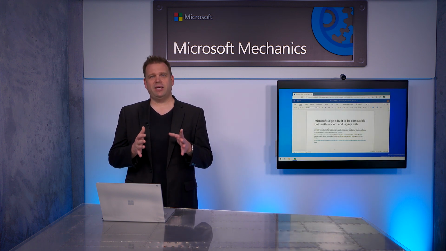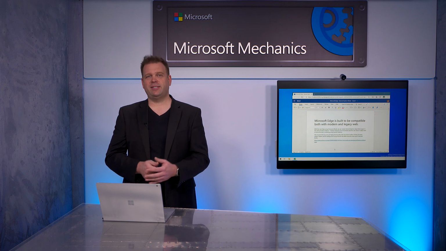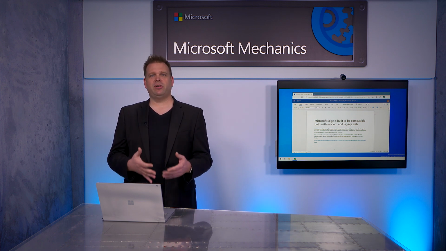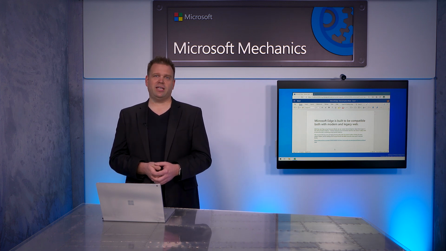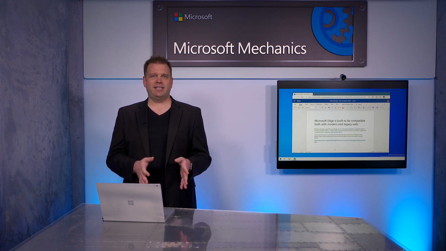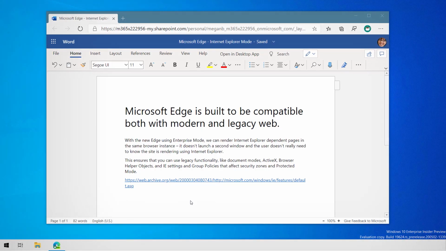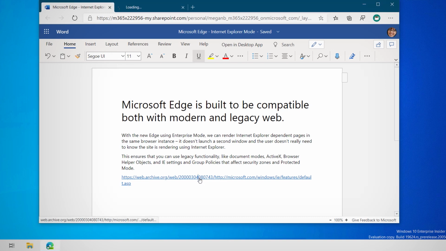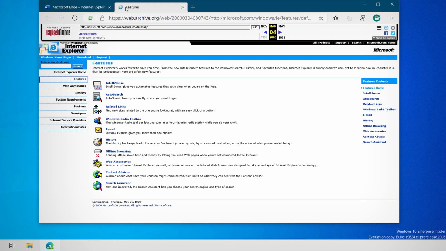Microsoft Edge is built to be compatible with both the modern and legacy web. Now, Internet Explorer mode ensures that you can use legacy functionality like document modes, ActiveX, browser helper objects, and IE settings, and group policies that affect security zones and protected mode. Let me show you the experience when navigating to a site that you've defined to open in the context of IE. So here's the IE5 homepage from the year 2000.